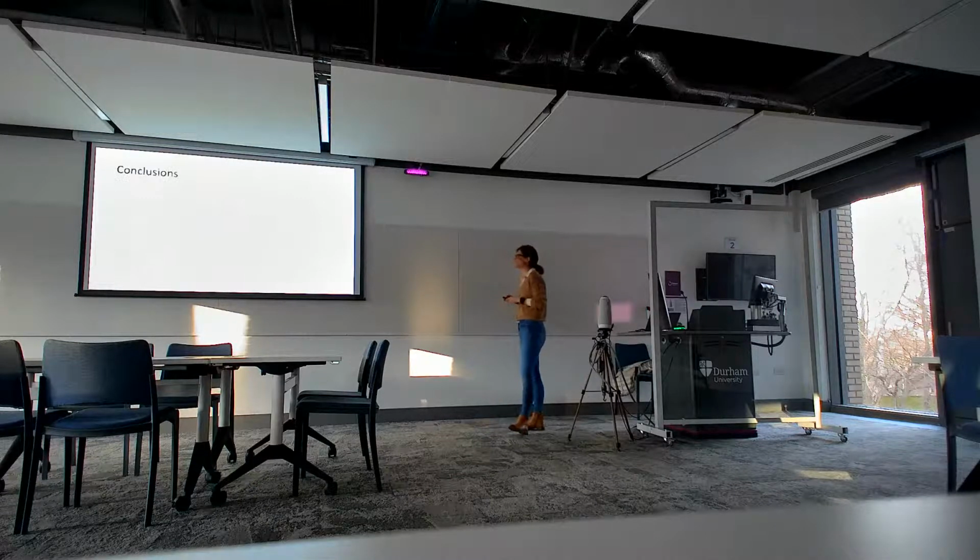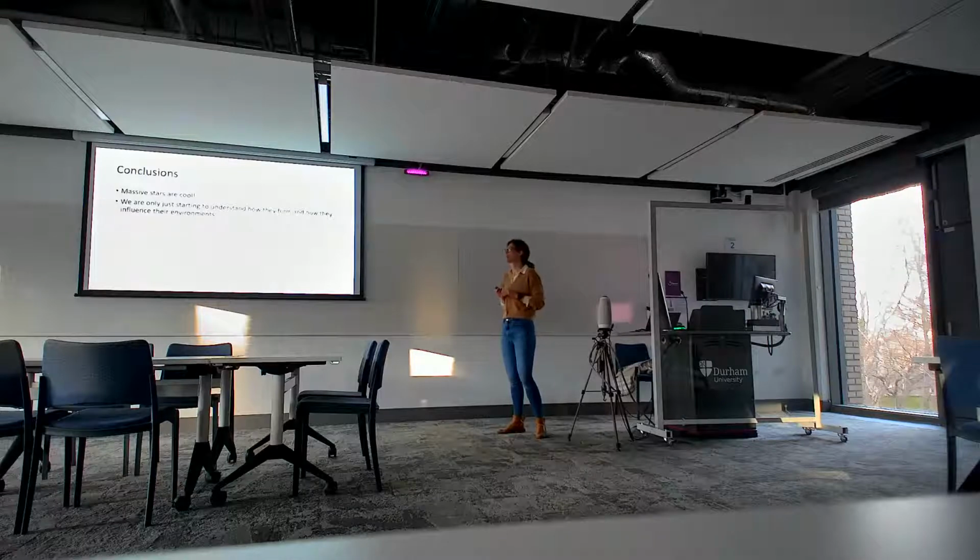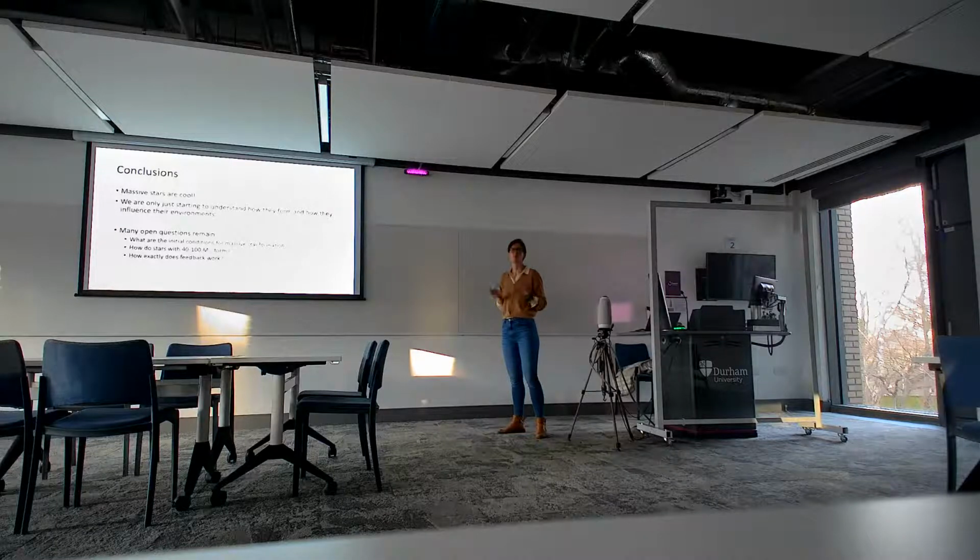All right. So the conclusions of this first long part of my talk are the following. Massive stars are cool, at least I think they're super cool. I hope that some of you also think they're super cool after today. We really are only starting to understand now how they form and how they influence the environments they form in. There are many open questions. What are the initial conditions? How do we form these beasts that we observe at 40 or 100 or 150 solar masses? And how does exactly this feedback from massive stars work?